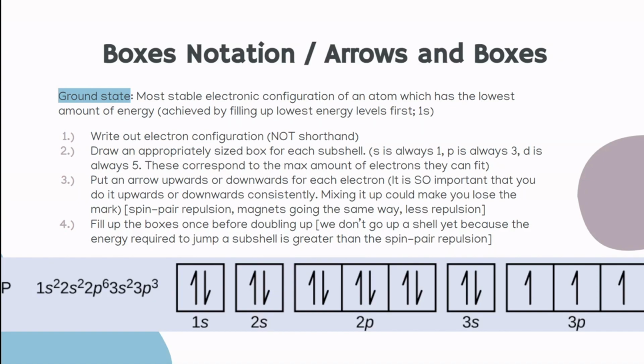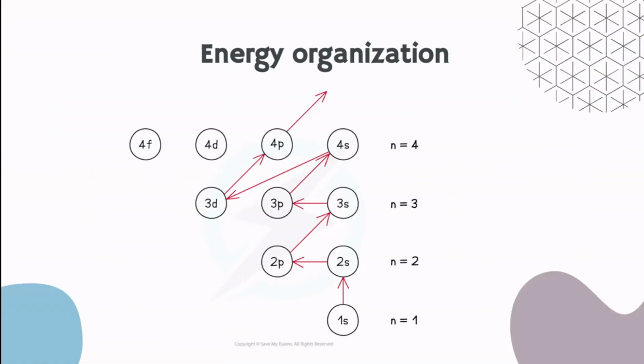And also, if we have something like 3p5, that would be arrow up, arrow up, arrow up. Then we start doubling up, arrow down, arrow down. We would not fill in that last box, even if it really wants to be filled, because the electron configuration said it should not be filled.